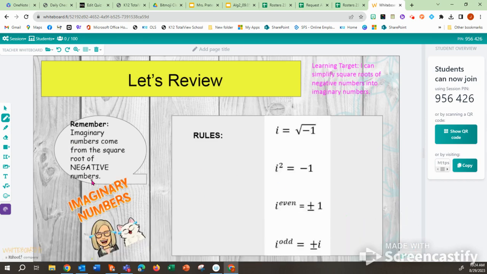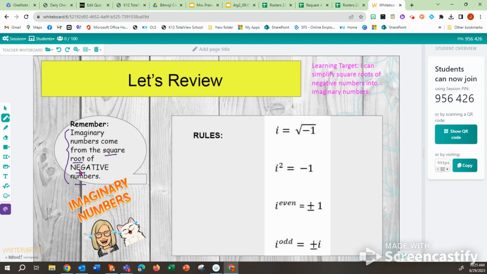Let's review imaginary numbers. I don't know what your experience is with imaginary numbers as far as Algebra 1. I know that when we solve quadratic equations, we usually have to get into imaginary numbers because we might be taking the square root of a negative number, and that's where imaginary numbers come from. Imaginary numbers come from when you're taking the square root of a negative number. So we had to have a set of imaginary numbers.